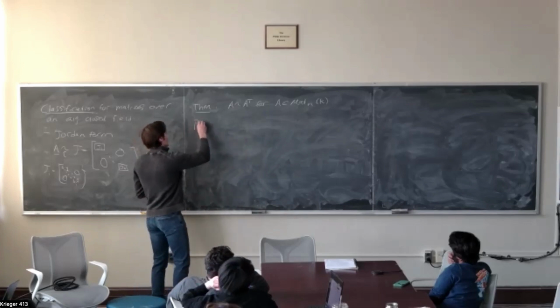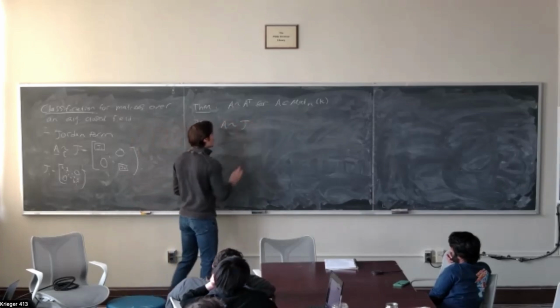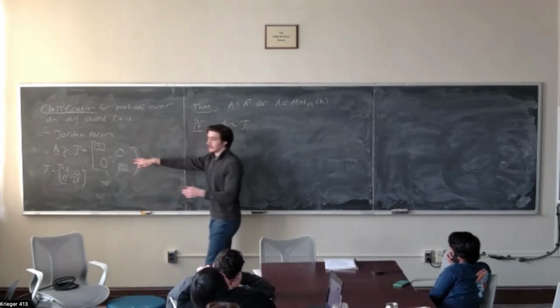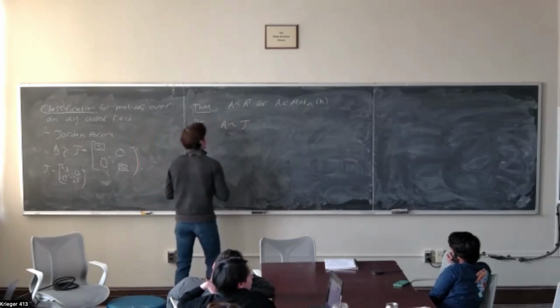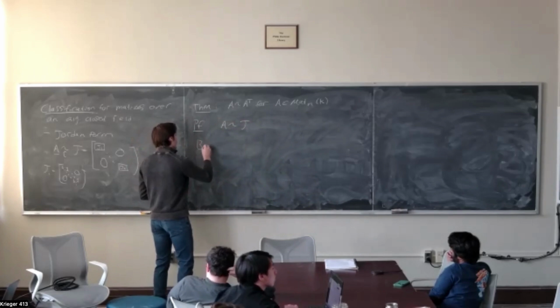So, okay, proof. We know that A is similar to J, where we'll just take J to be the same sort of thing as before, our Jordan matrix. And we can then define a matrix, let's say B_i.